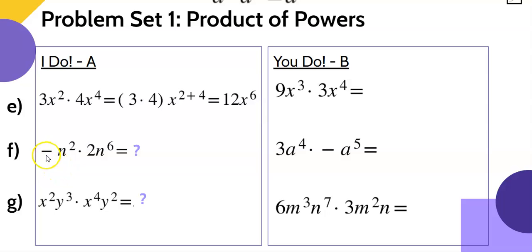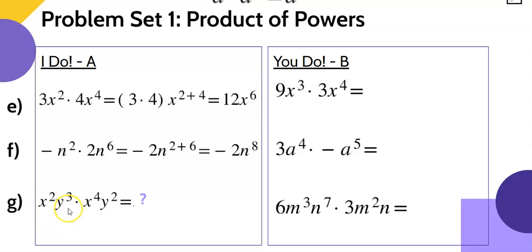Example F, now we're introduced to negatives outside of our exponents. Well, we still approach it the same way. We know negative n squared is really the same thing as negative 1n squared. So you'll multiply negative 1 times your 2, which gives you negative 2. And we know that when we're multiplying exponents, we're really adding them. So we'll do 2 plus 6, which is 8. So this simplifies to negative 2n to the 8th power.